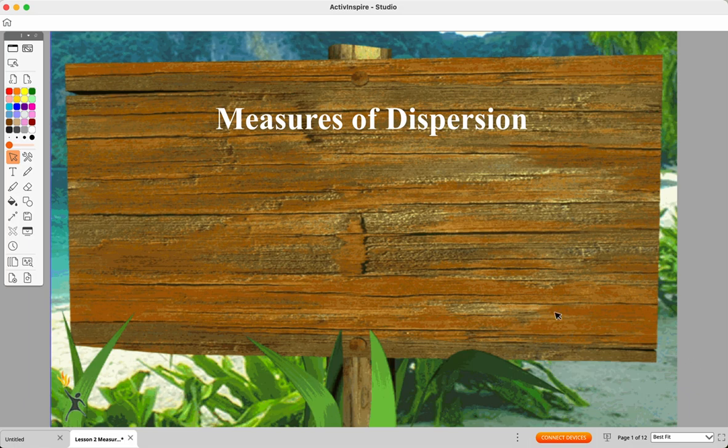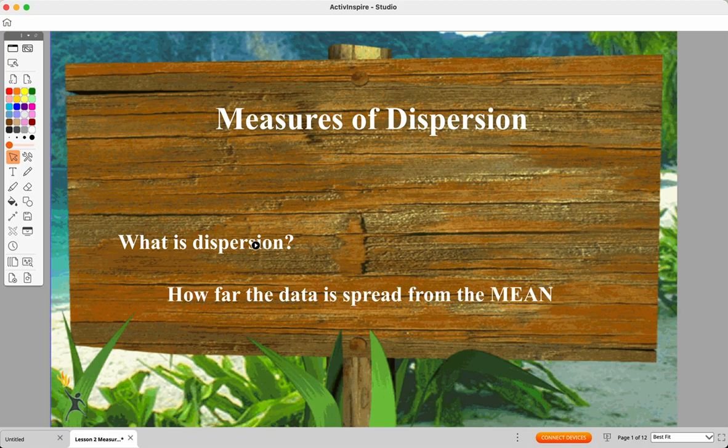So first things first, we have to ask ourselves, what is dispersion? That's really our first question. Well, dispersion is just how far something is dispersed. The base word is disperse: how far apart is it? And we're looking specifically from a certain point: how far is it spread from the mean? How wide is my data?